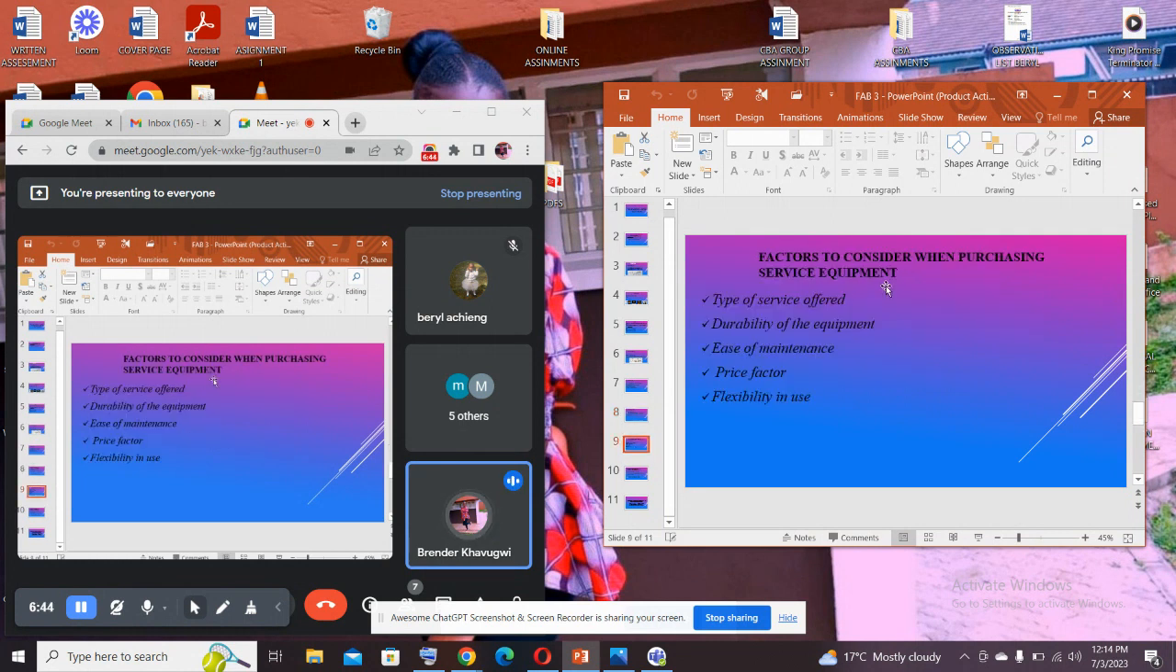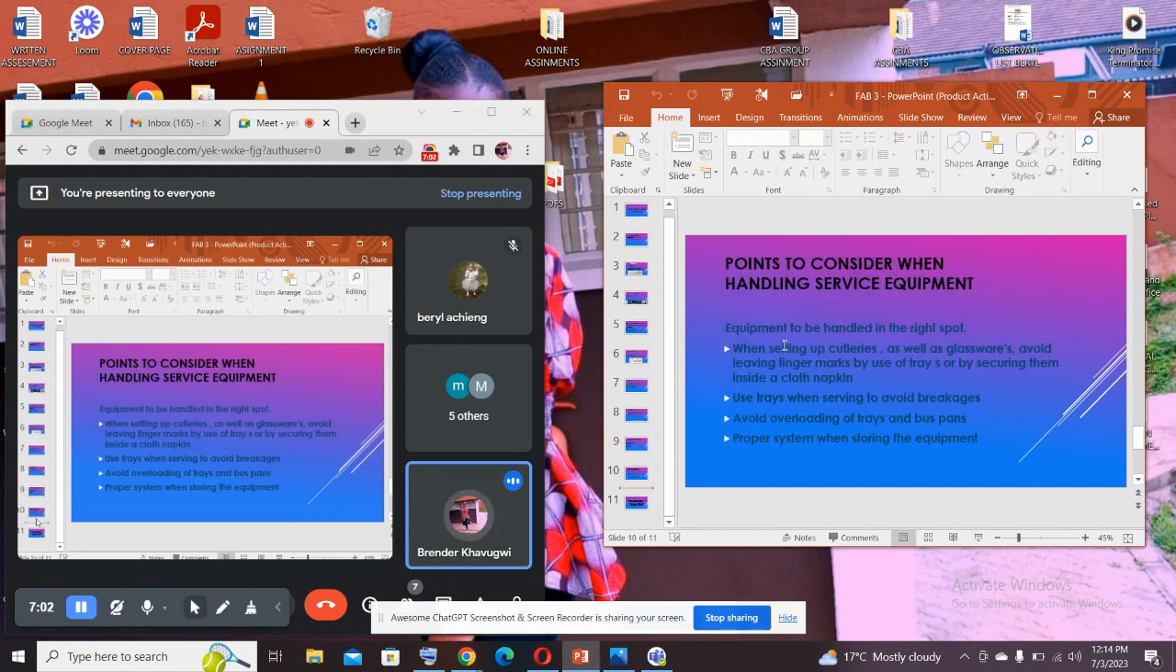So we have the factors to consider when purchasing this service equipment. We have the type of service offered, the durability of the equipment, ease of maintenance of the equipment, the price factor, and the flexibility in using the service equipment. So let's go to the points to consider when handling this service equipment. The equipment should be handled in the right spot.